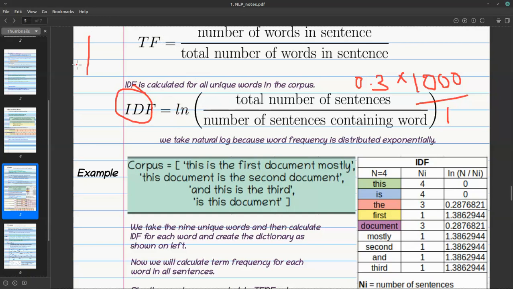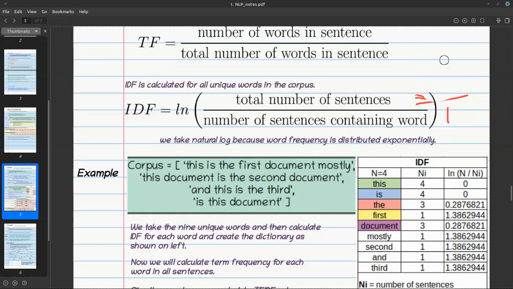The other reason is that these words have the power law distribution, right? Some very common English words like this, is, the, a occur in almost all sentences. That's why we are using this natural log, so that it will follow something more uniform. If you take the log of 1,000, then it would be only 3. So we are kind of suppressing the overpowering, very high value compared to TF, term frequency.